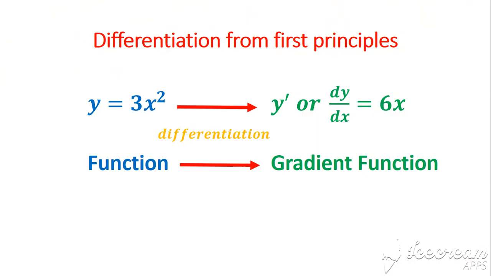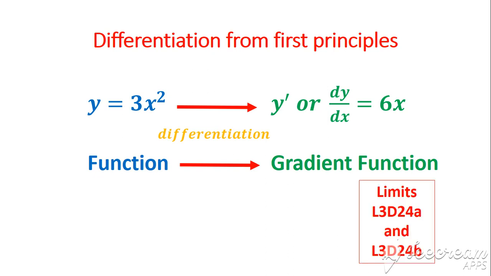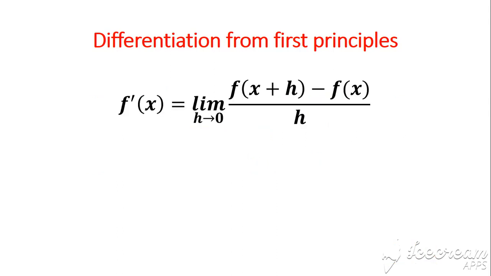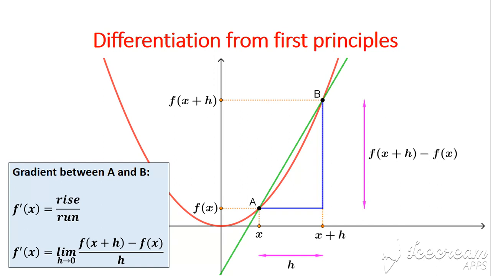All right, quick reminder that differentiation turns functions into gradient functions. Please make sure you've watched the limits videos on 24a or 24b, or you understand what limits are before we proceed. Here's the gradient rule that we derived from the last video, and we're going to show you how this works. Here's all the working from the last video, just to ring a bell, but we're not going to go through this now. If you need to, go back and watch the last video.